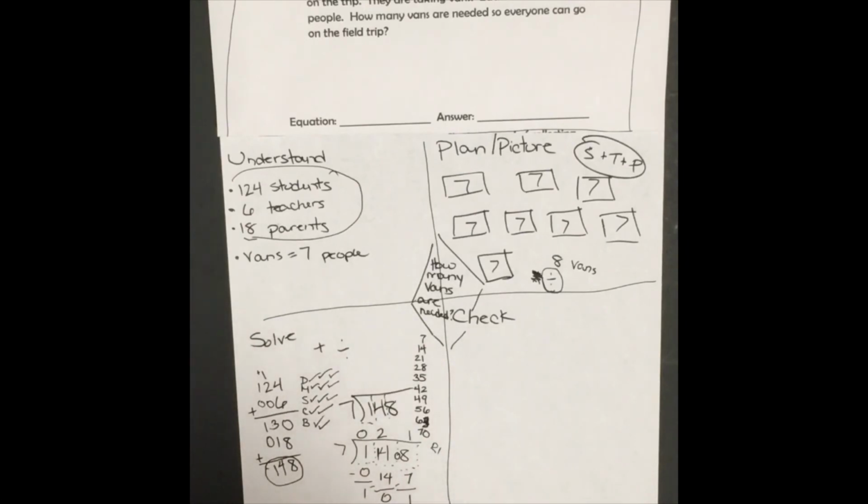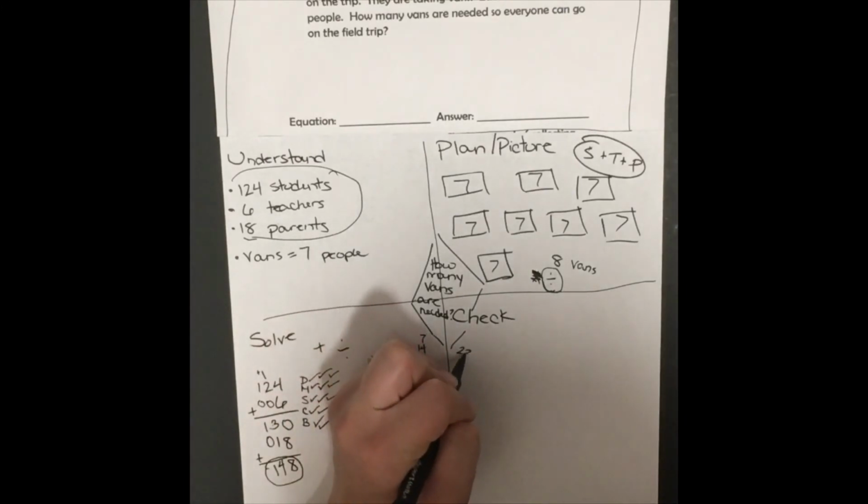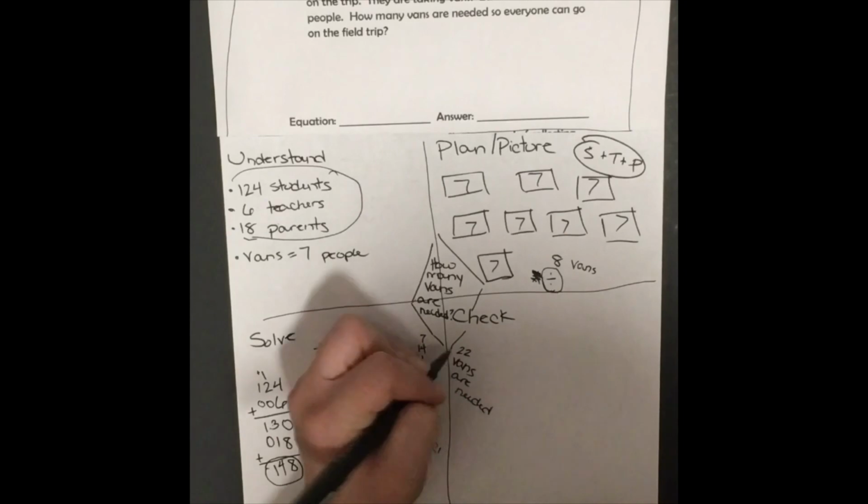So I'm not going to have 21 remainder 1. I'm actually going to have 22 vans. Okay, now I got this. I'm going to have 22 vans are needed. Got it.